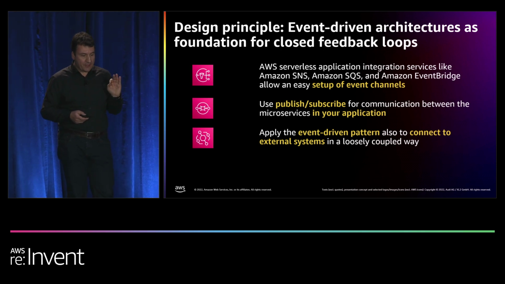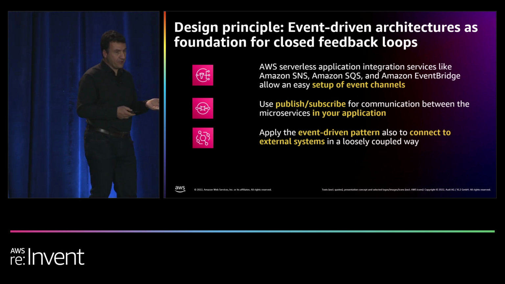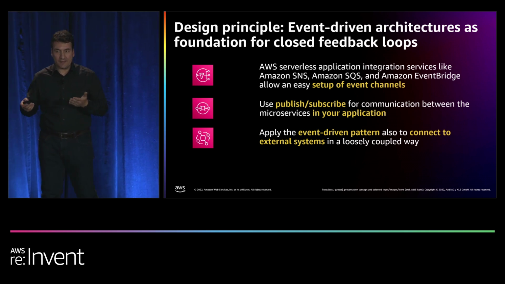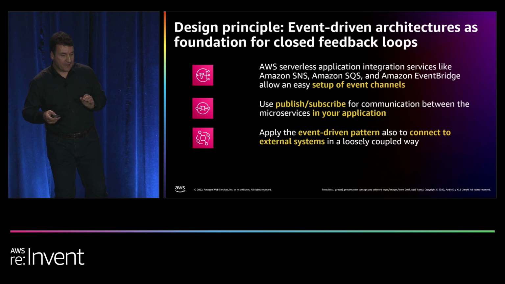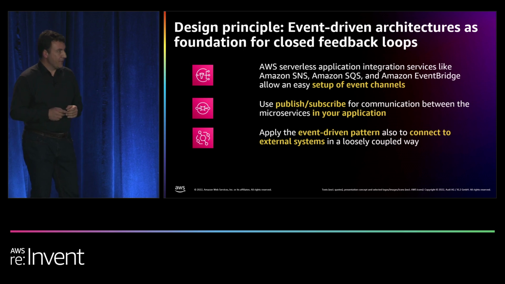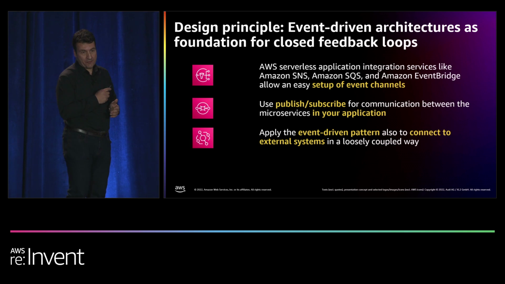Again, the foundation here is you should have event-driven architecture as a foundation for those closed feedback loops. Because to utilize the results from this final inspection, you need some kind of communication channel. And this could be easily done with event channels with AWS serverless services like SNS, SQS, EventBridge. I've mentioned it. And there to use the publish subscribe pattern.